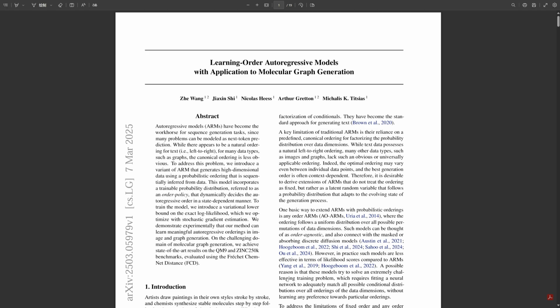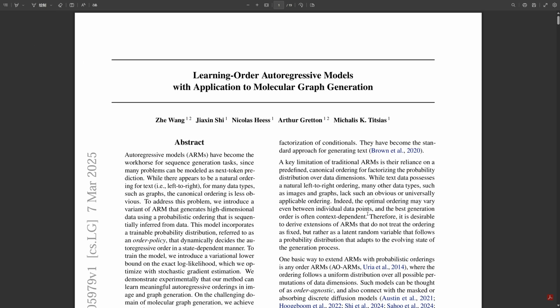Think about how artists work, stroke by stroke, building up an image, or chemists synthesizing molecules step by step. There's this dynamic order, even when it looks a bit chaotic. Yeah, it's fascinating. And that kind of sequential process is something machine learning is getting really good at modeling, especially with autoregressive models, right?